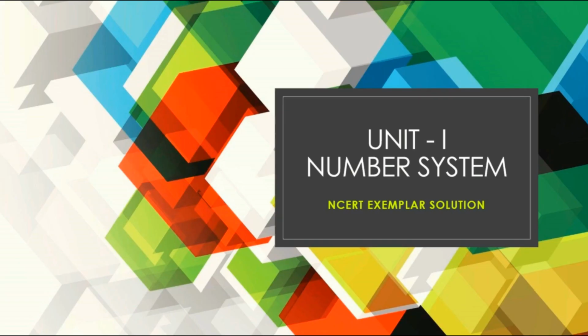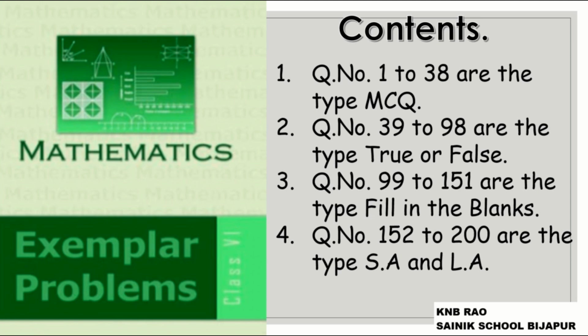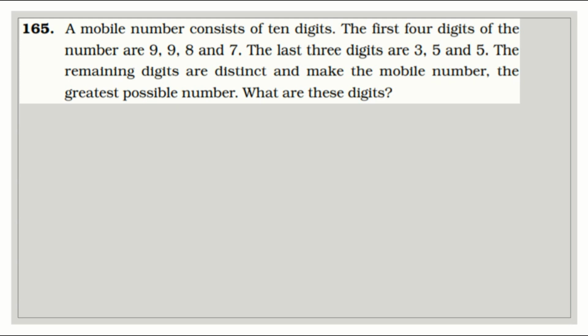Students, we were discussing NCERT exemplar solutions of Unit 1, Number System. We have already covered MCQ type questions, true or false type questions, fill in the blank type questions, and some of the short answer type questions also we have solved. We have solved up to question number 164. So from today's class we will start from question number 165 onwards.